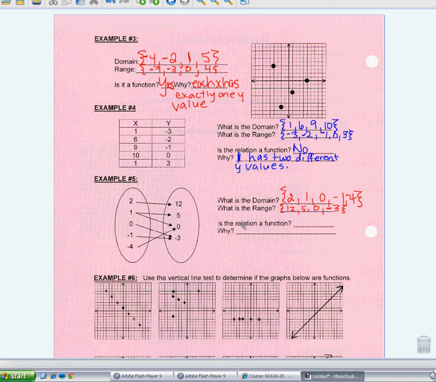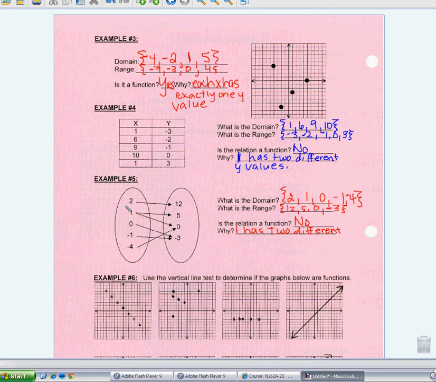Is the relation a function? Okay, so 2 has one arrow, so far so good. 1, that one has 2 arrows. That's not so good. That means that 1 has two different y values. So right here I can go ahead and stop and say, no, that is not a function. Why? Because again, 1 has two different y values.